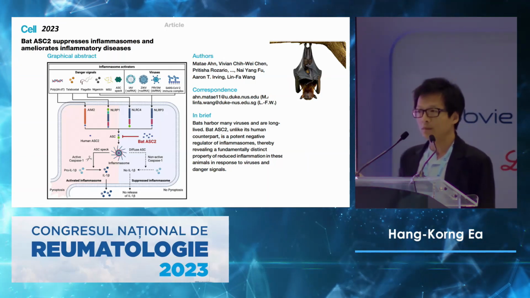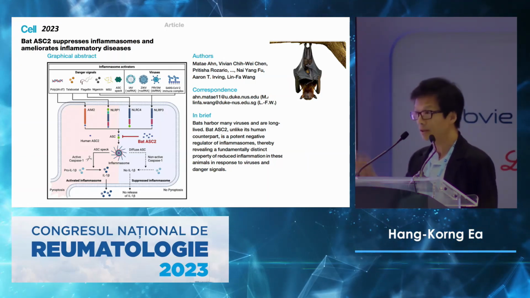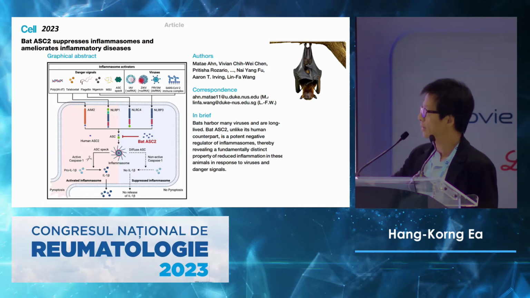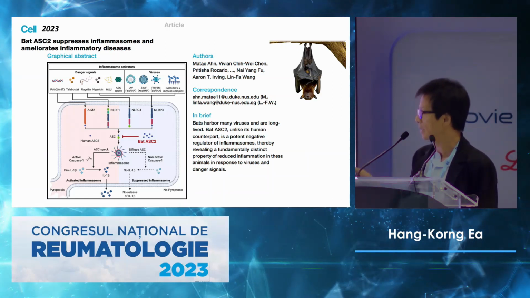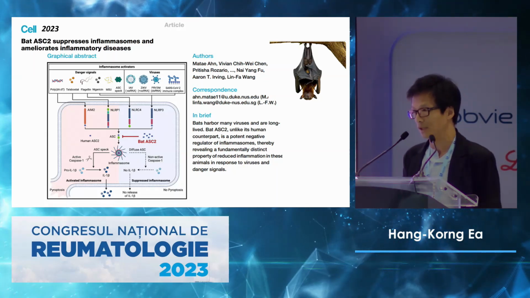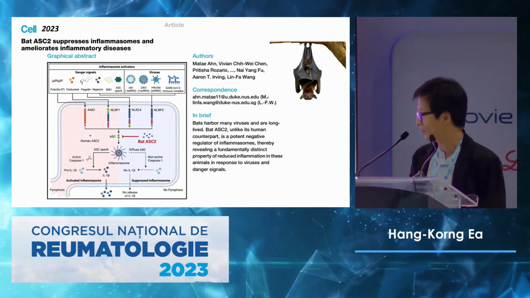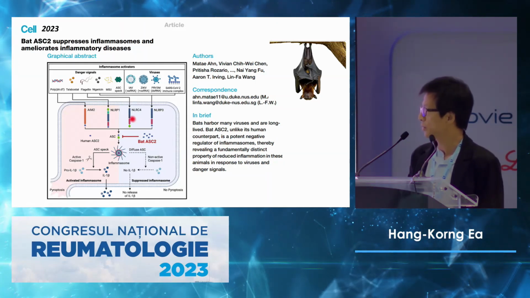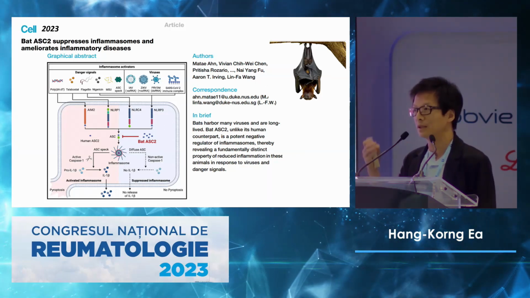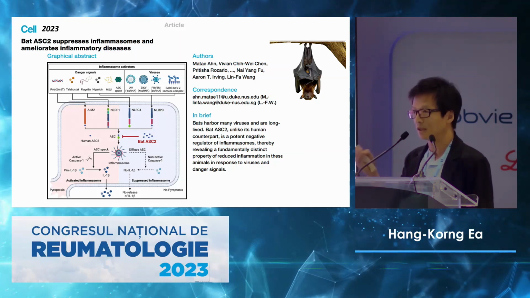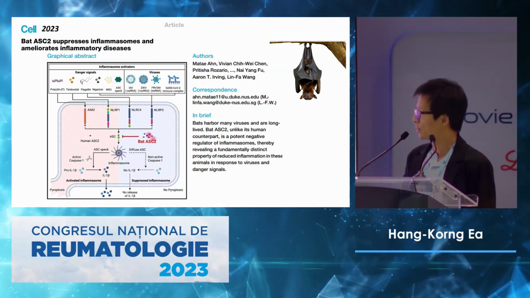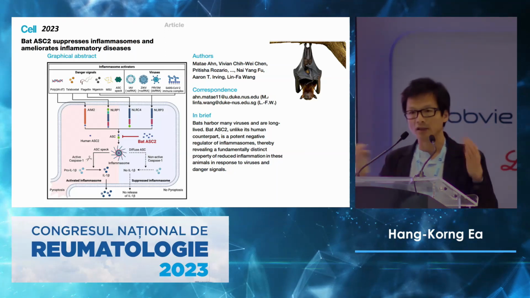And these NLRP3 proteins can be activated by a lot of stimuli. You can see here a summary of some of the stimuli that can activate NLRP3. And when NLRP3 is activated, it will recruit an adaptor protein called ASC. This ASC protein is recruited via the pyrin domain. ASC has a pyrin domain that can interact with the inflammasome NLRP3. And ASC also has a CARD domain that allows it to recruit caspase-1 via CARD-CARD interactions.